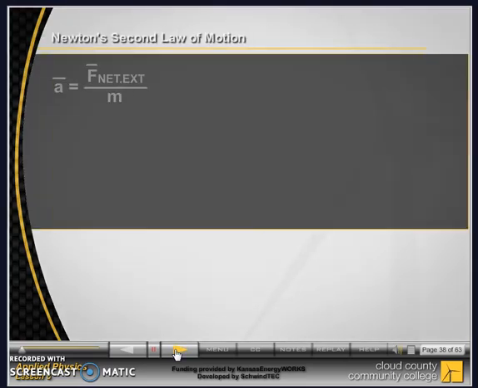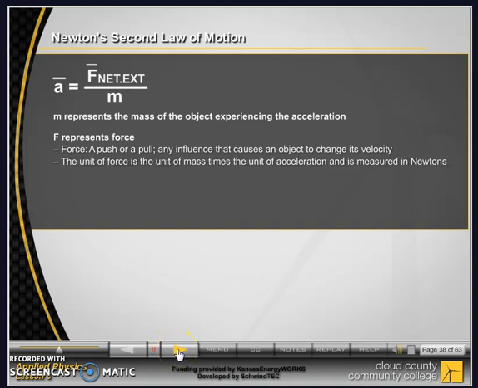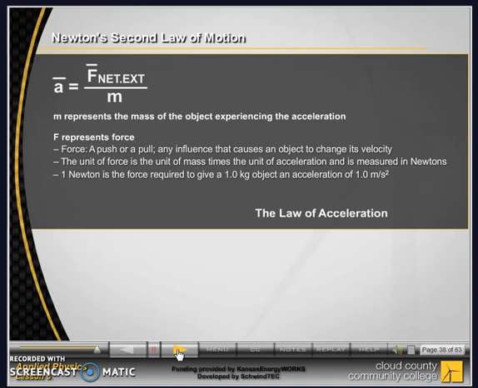In the expression on the previous slide, m represents the mass of the object experiencing the acceleration, and F represents force. Force is a push or pull, any influence that causes an object to change its velocity. The unit of force is the unit of mass times the unit of acceleration, and is measured in newtons. 1 newton is the force required to give a 1.0 kilogram object an acceleration of 1.0 meters per second squared. Newton's second law is also referred to as the law of acceleration.